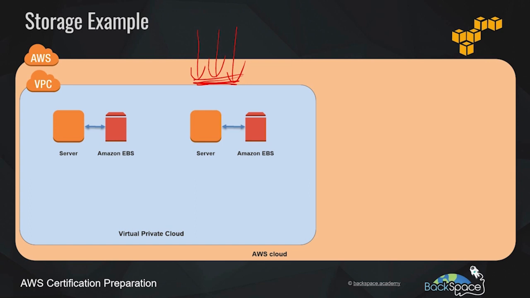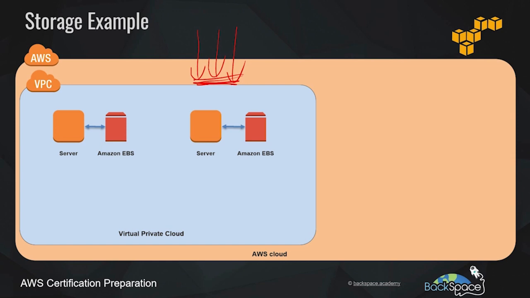But what if we want that data to be available to both of those servers? So here we've got 2 EBS volumes. What if we want that data to be on one volume only? So as we know it on our computer at home, we can't attach a block device hard drive to multiple computers. It just doesn't work like that.